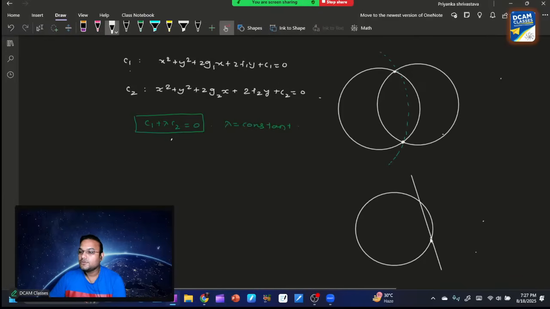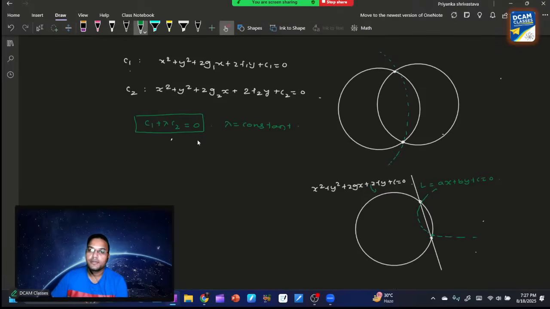For that case, you can also use this concept. If this is the equation of line L, say ax plus by plus c, and the circle equation is x square plus y square plus 2gx plus 2fy plus c, in that case, all the family of circles which are passing through these points of intersection can be formed.